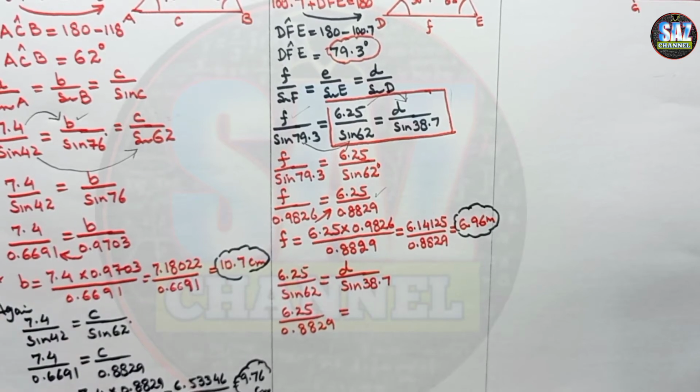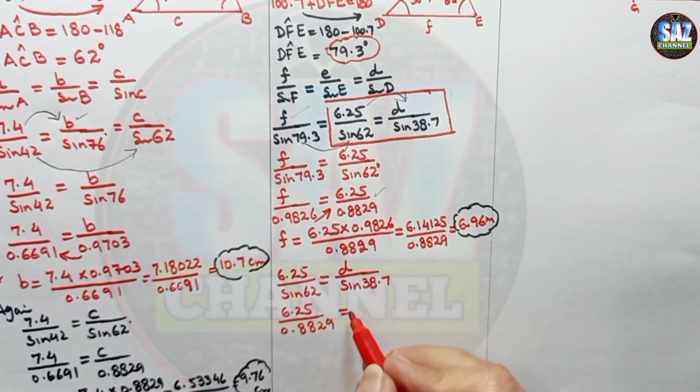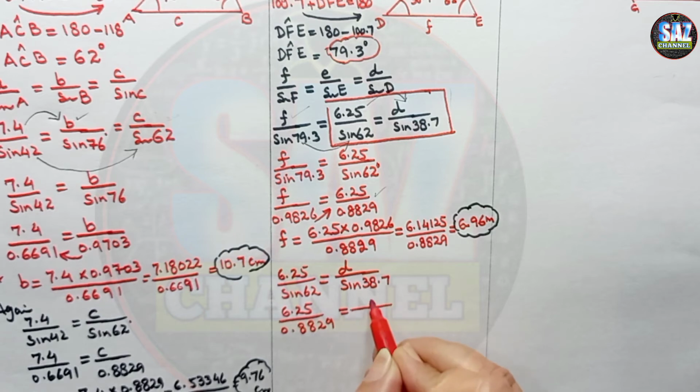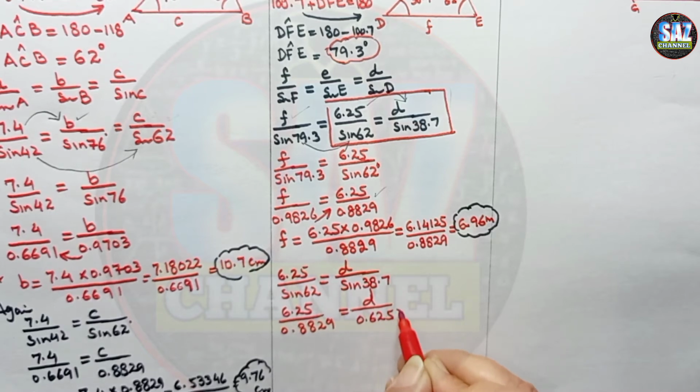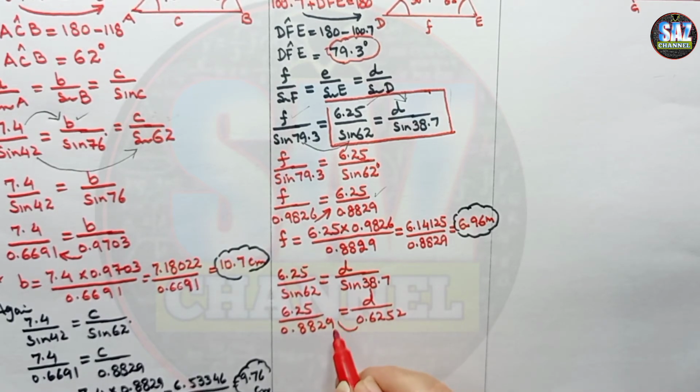Now D upon sine 38.7, sine 38.7 equals 0.6252. Let me write the value. Now I have to shift this 0.8829 to the other side, and the equation will take the form D equals 6.25 multiplied by 0.6252 upon 0.8829.